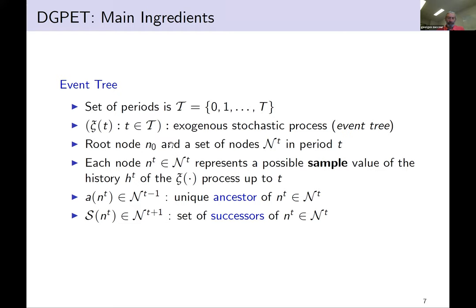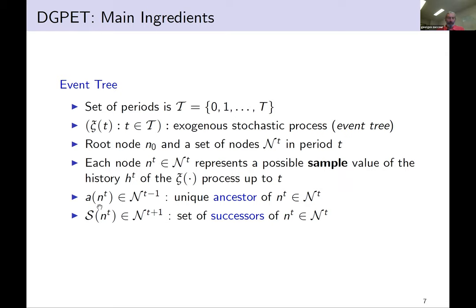So any event tree has a root node, call it N0. And at each period T, I have a set of nodes. Each node can represent a possible sample value of the history of this stochastic process. Meaning, whenever I am on a particular node on the event tree, I can trace back the path that I needed to take from the initial node to that particular node.